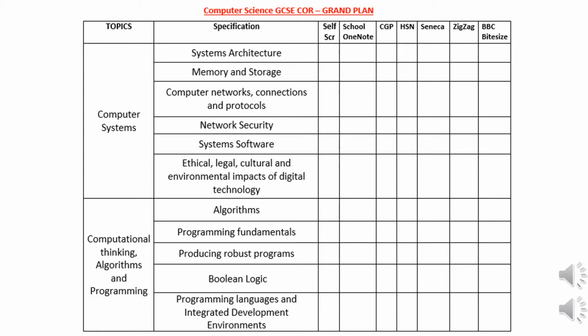Briefly, the resources that I used were my school OneNote, a CGP revision guide, Seneca, Zigzag, and BBC Bitesize. By the time you're done with your Computer Science GCSE, this is what your resource pile may look like. This looks a bit lackluster compared to my other subjects, however there were numerous resources online for Computer Science which I utilized.